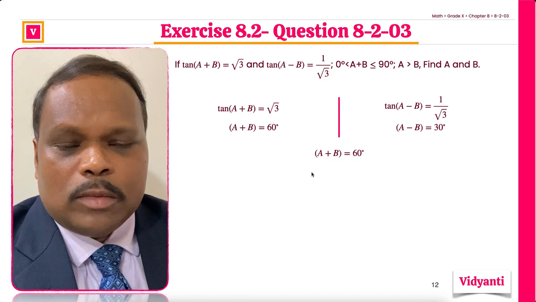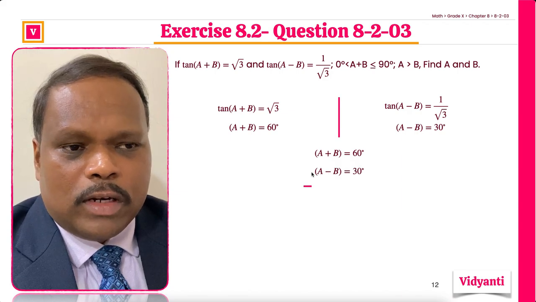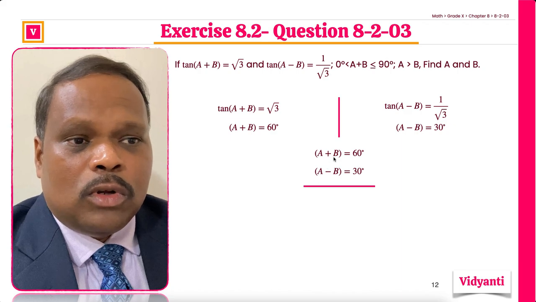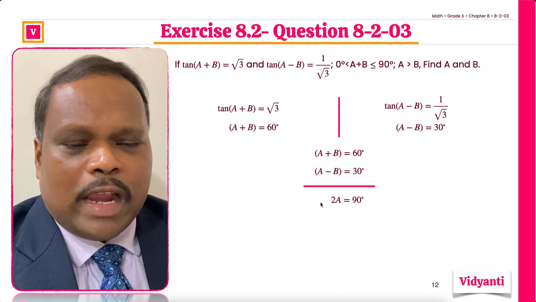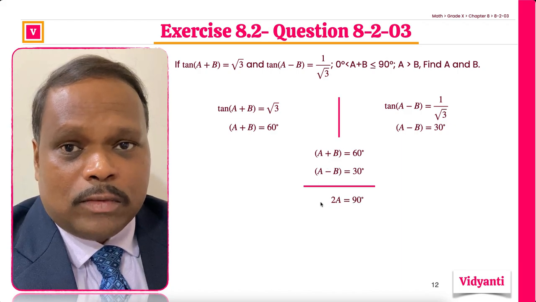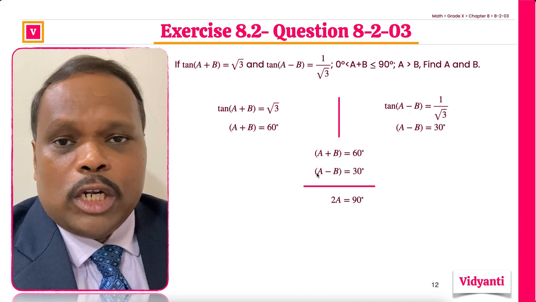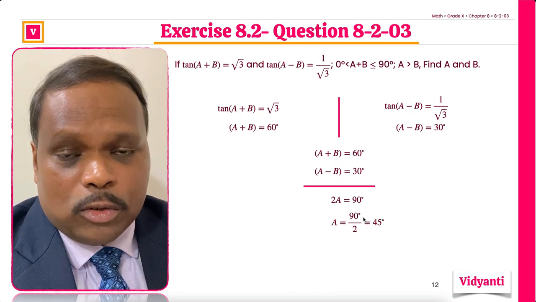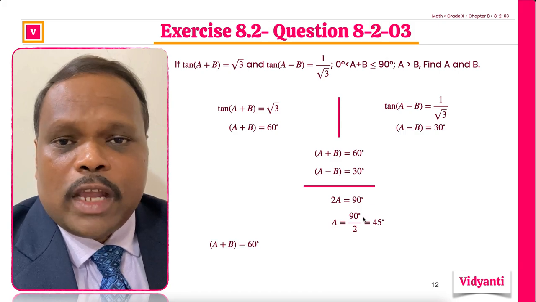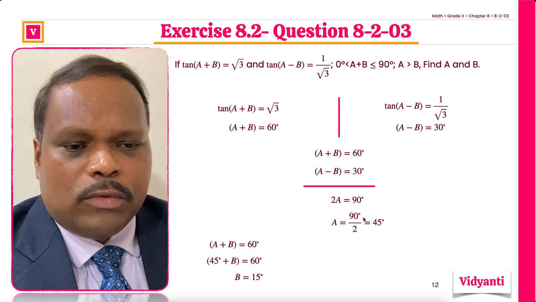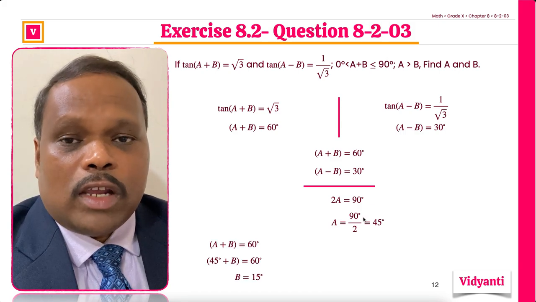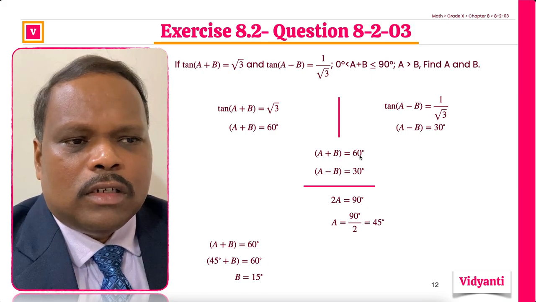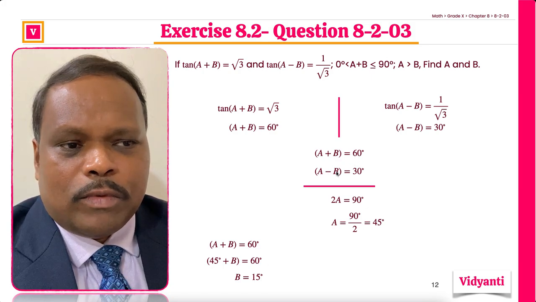Now we have A plus B value ready, A minus B value ready. These are two linear equations, and one is positive, one is negative. Simply add them. Minus B will cancel with plus B, and you will have only 2A. That will come out to be 90 degrees. A will come out to be 90 by 2, which is 45 degrees. Substitute that in any one of the equations. That will give you 15 degrees as the value for B. So 45 plus 15 is 60, and 45 minus 15 is 30.